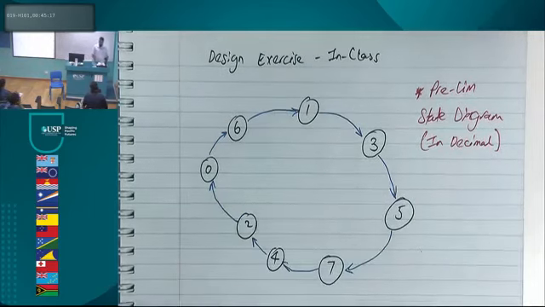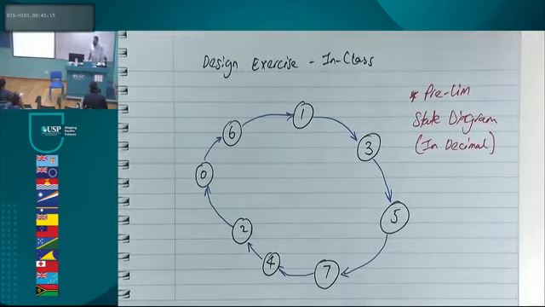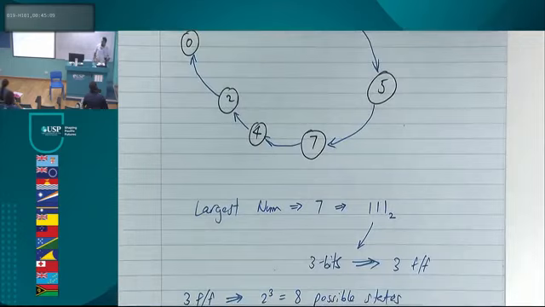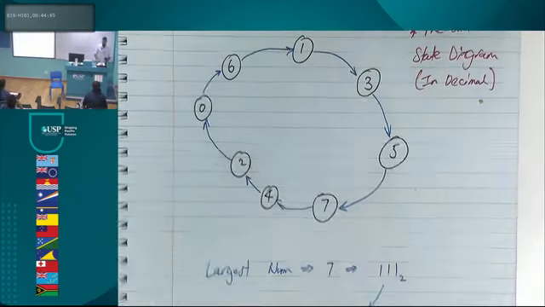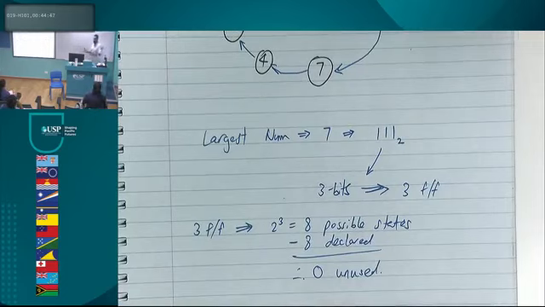The largest number in this particular sequence is the number 7. When we convert 7 to binary, we get 111. 111 means you have to occupy 3 bits. 3 bits means 3 flip-flops. If there are 3 flip-flops, that means there are 8 possible states. How many used? 8 used, so 0 unused. So this becomes an easier problem.